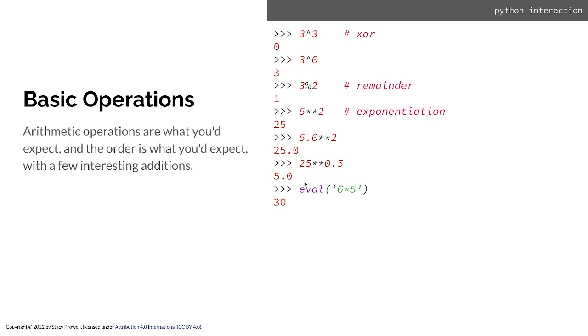And I can also take a string and I can wrap it in an eval. In this case, I take the string 6 asterisk 5, I eval it, and I get 30 because 6 times 5 is 30.